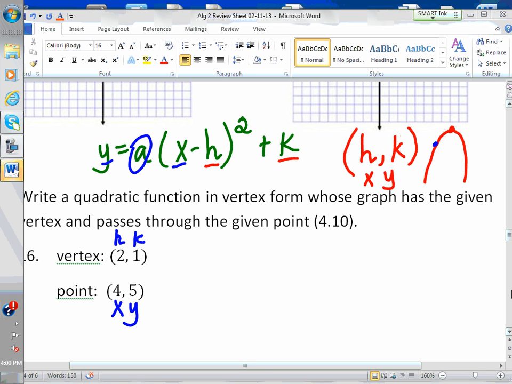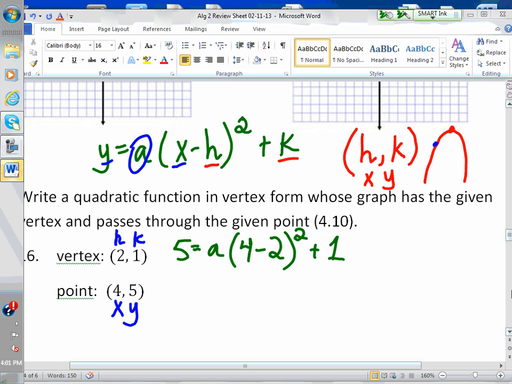Okay, so you could do it in a two-step process, but just for the sake of time, I'm going to combine all 4 variables in the one equation. Okay, so 5 equals a, which is our mystery value that we're trying to get. X we fill in as 4, minus h we fill in as 2, and that is squared, and then plus k, which we fill in as 1.